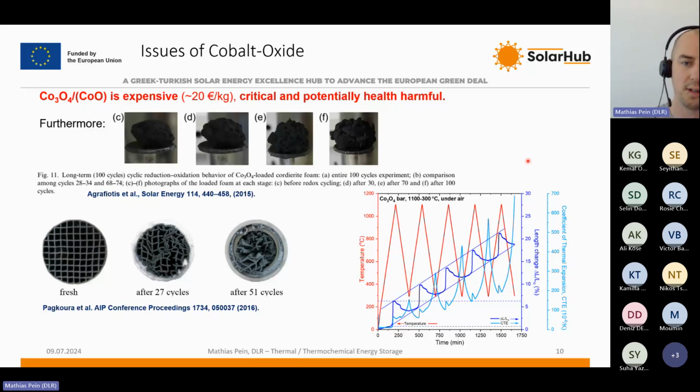So each reduction and oxidation cycle leads to a permanent expansion of the material, and in that sense also of any device that's made of this material, be it a honeycomb, a brick, or a bar. They all show the same problems, which in three-dimensional shaped objects will lead to cracking, and basically to a huge degradation of such devices or such components.